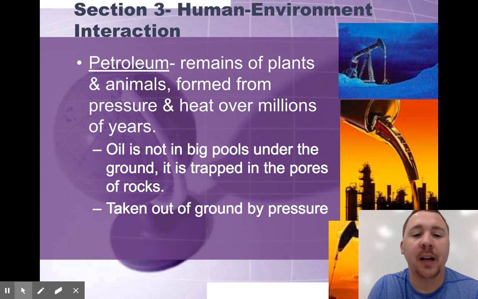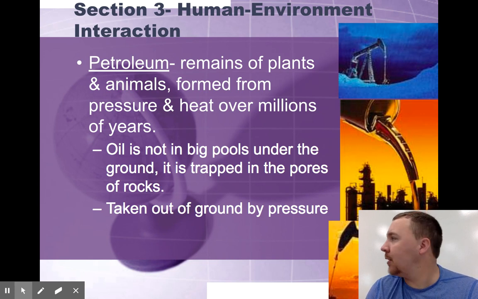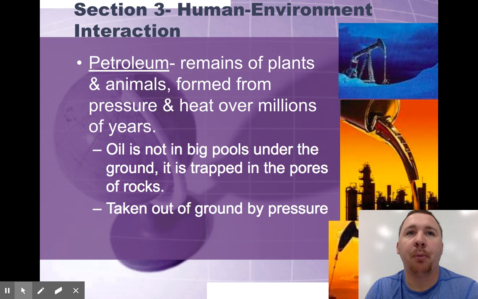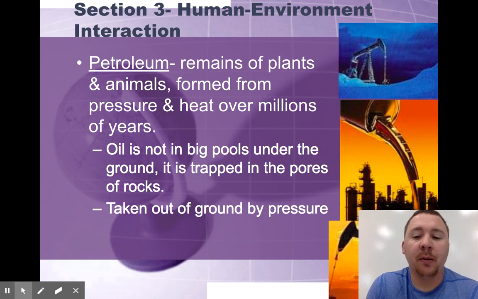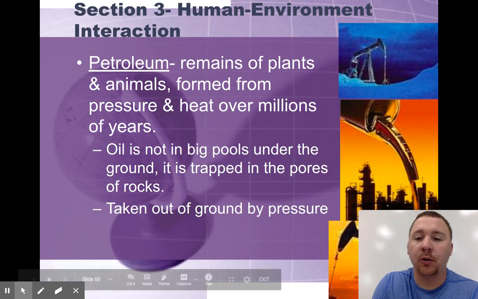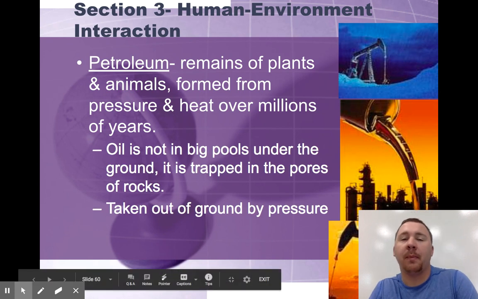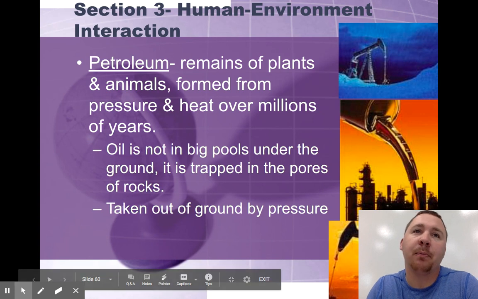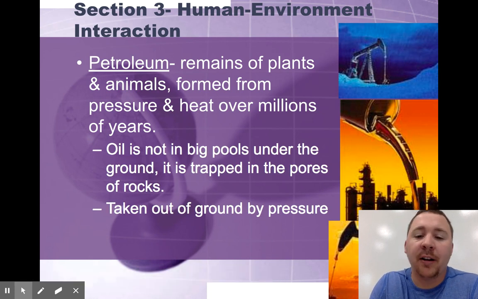Petroleum is plants and animals and fossils that are pressured and heated over lots of years and turned into oil. Contrary to what we sometimes think, oil isn't just in a big pool underground like an aquifer is. It's trapped inside the pores of rocks. And so it takes a lot of expensive equipment and a lot of smart people to set up these oil derricks, which provide so much suction that it pulls that oil out of the pores.